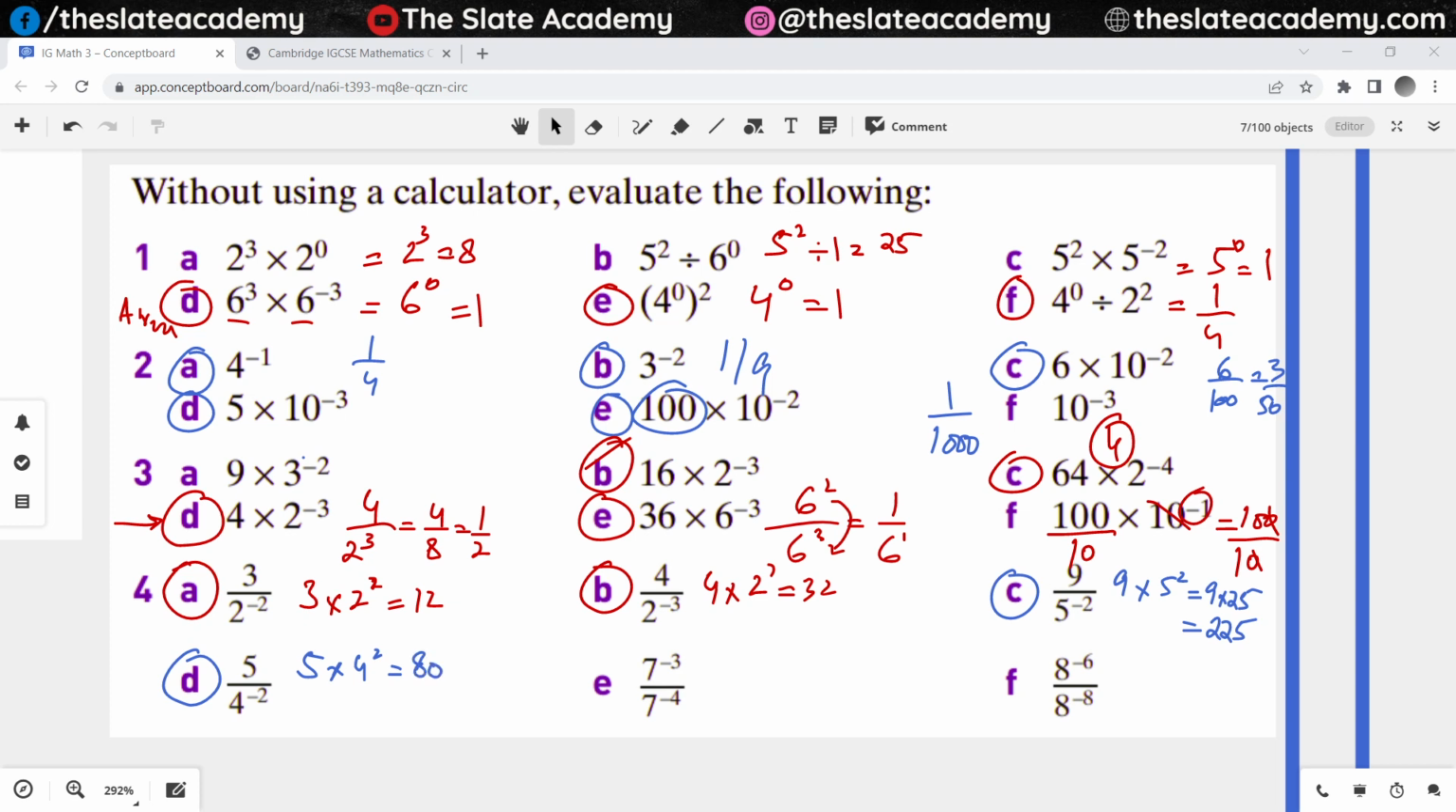Excellent. Miss Aisha, question number E. 7 to the power minus 3 into this one. I'm moving to the numerator, so that the one that's already in the numerator stays like that. So it will become 7 to the power positive 4. So 4 minus 3, it would be 1. 7 to the power 1 or 7.